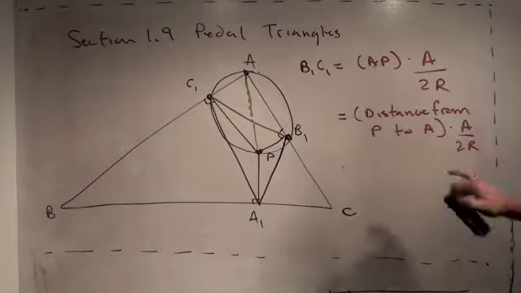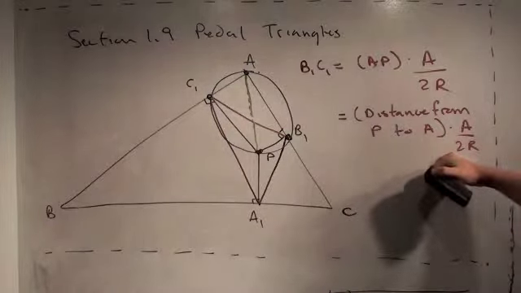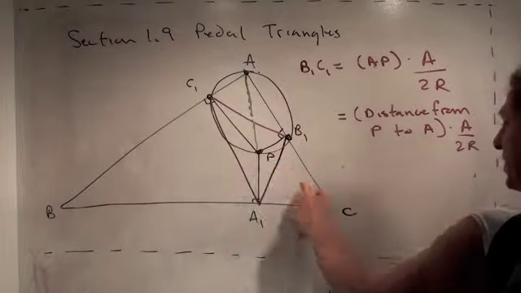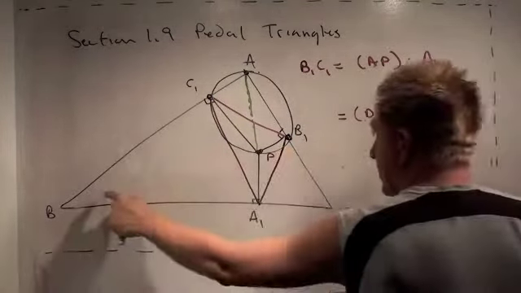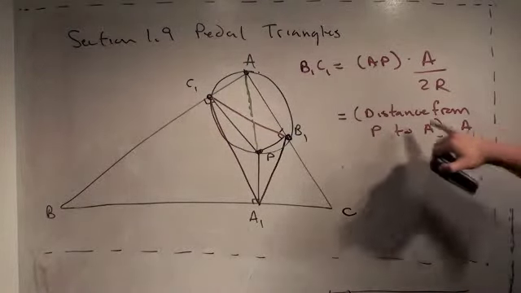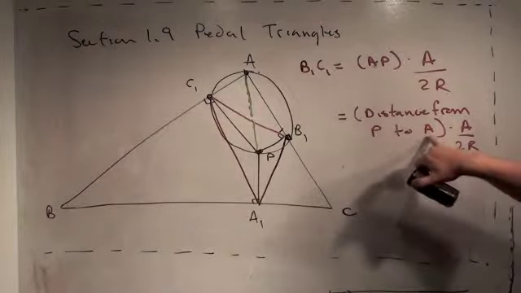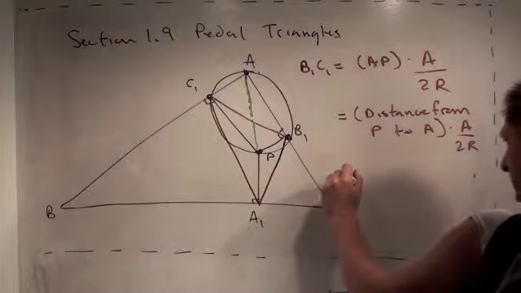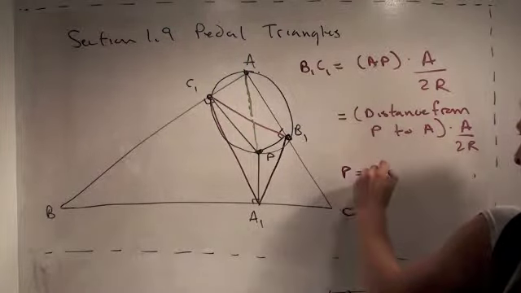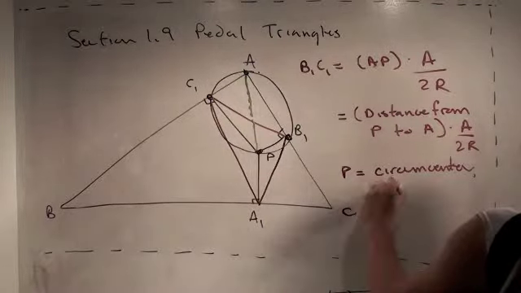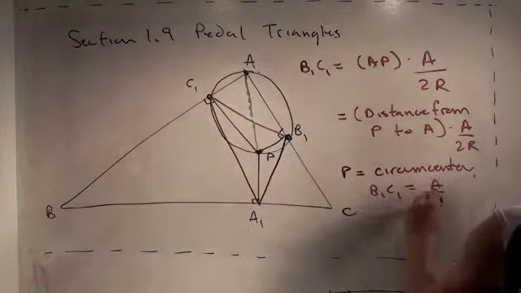the easiest triangle to understand this formula is the circumcircle, where P is the circumcenter, where the distance from the circumcenter to each one of the sides is the radius R, and that tells us the distance from the point P to each vertex is R. So if P is the circumcenter, then B1C1 equals A over 2.